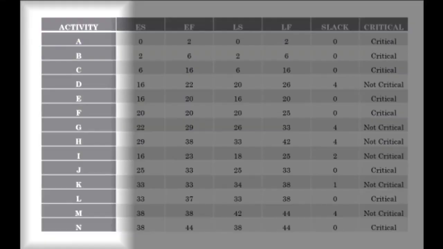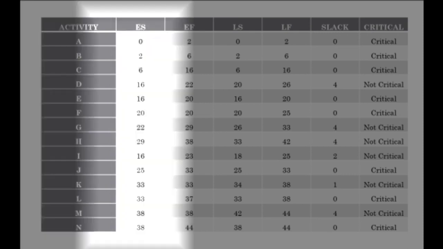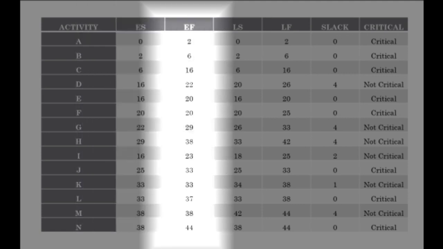In the first column are the activities that need to be accomplished for the project. The second column shows the early start of each activity. The number indicates the day on which an activity may start at the earliest. The third column represents the early finish of the activities. Also, the number indicates the earliest day by which the activity may be accomplished.